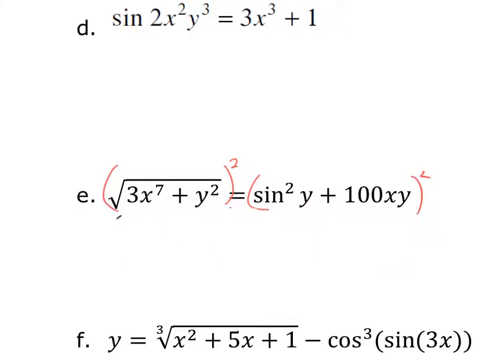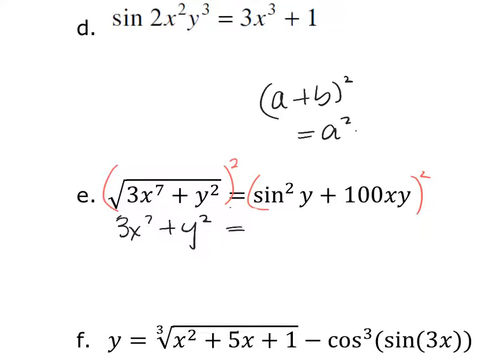All right, so I'm going to go ahead and square both sides, and then on the left-hand side, I just get 3x to the 7th plus y squared. On the right-hand side, this is a perfect square trinomial, so I'm going to use that information. What I mean by a perfect square trinomial is if I have (a plus b) squared, this is equal to a squared plus 2ab plus b squared. So I'm going to use that information to expand that out correctly.